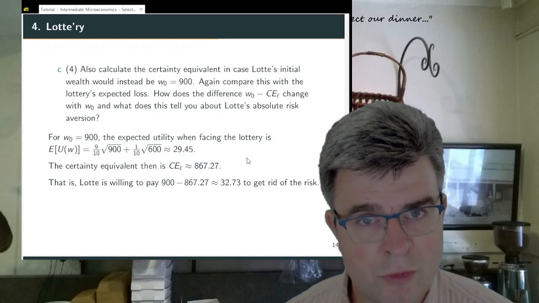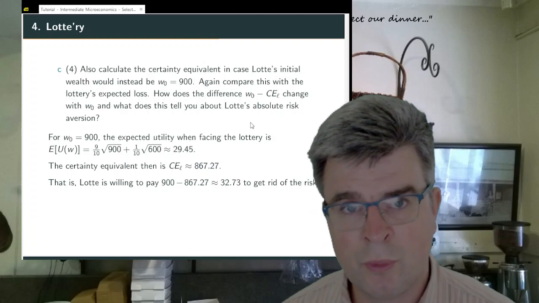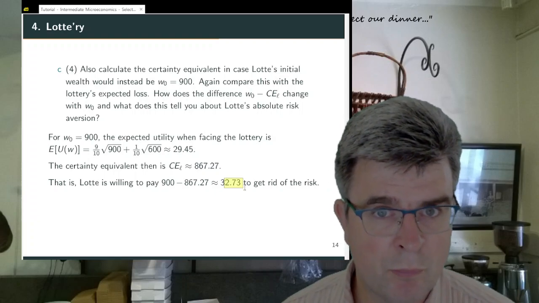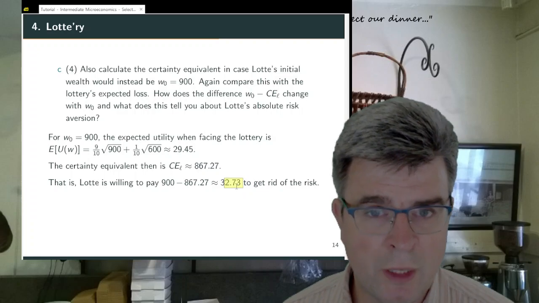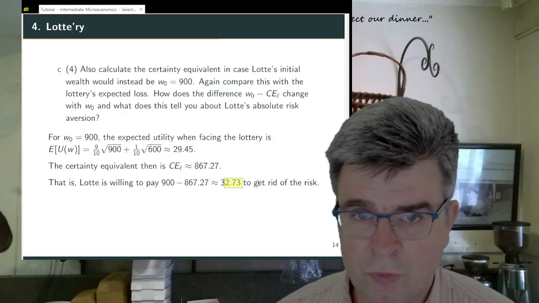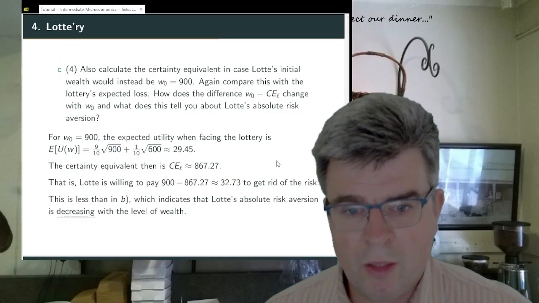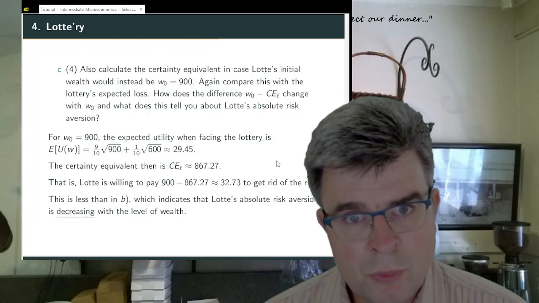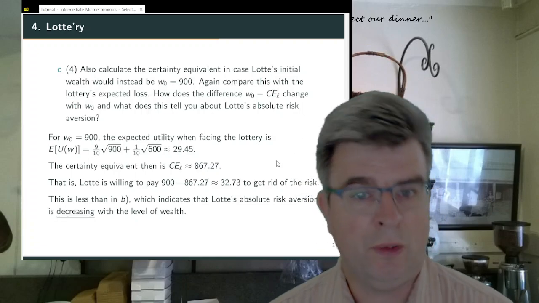And as you can see, if you compare it to question B, there she was willing to pay up to 39 in order to get rid of the lottery, and now she's willing only to pay up to 32.73. So her willingness to pay to not face the risk has reduced. So, what does it indicate? It indicates that Lotte's absolute risk aversion is decreasing with her level of wealth.